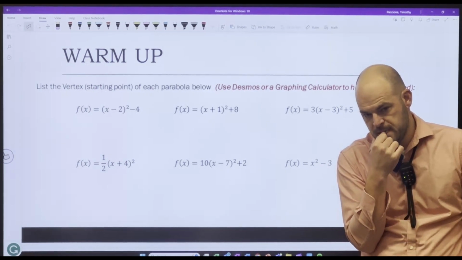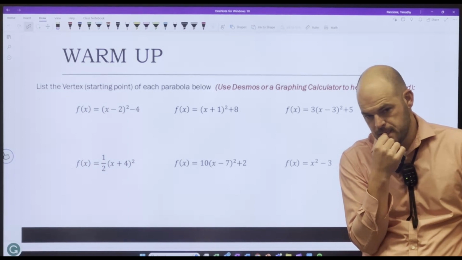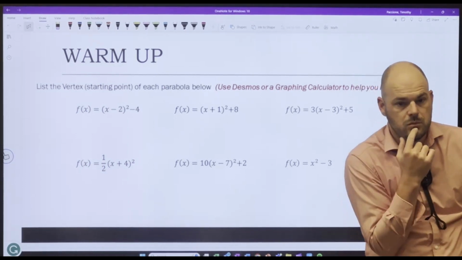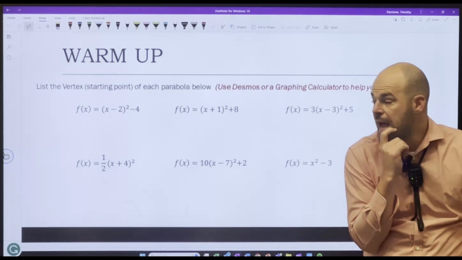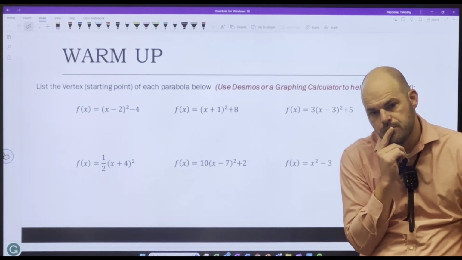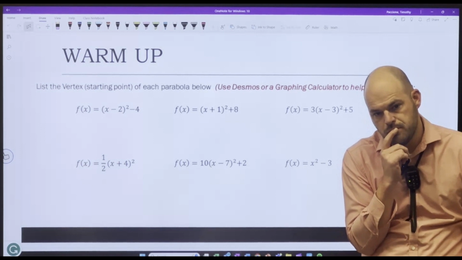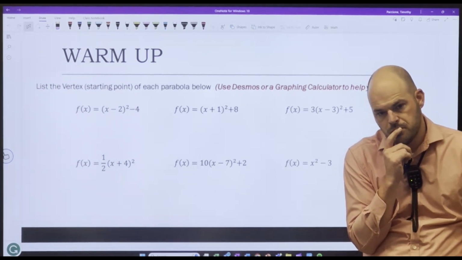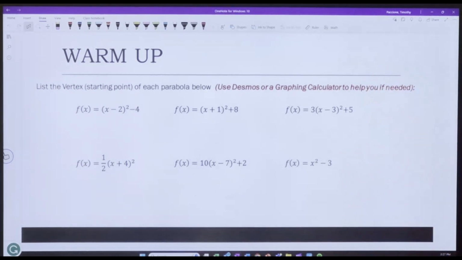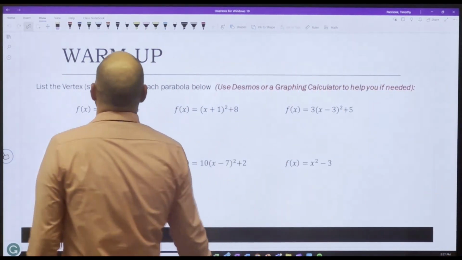If we just do what we did last unit, wouldn't it be the first one, 2, -4? Correct. But how did you get that? Well, I know that -2 means go right 2, and then down 4, that's -4, so 2, -4. Exactly. So, if we think about our parabolas, right?